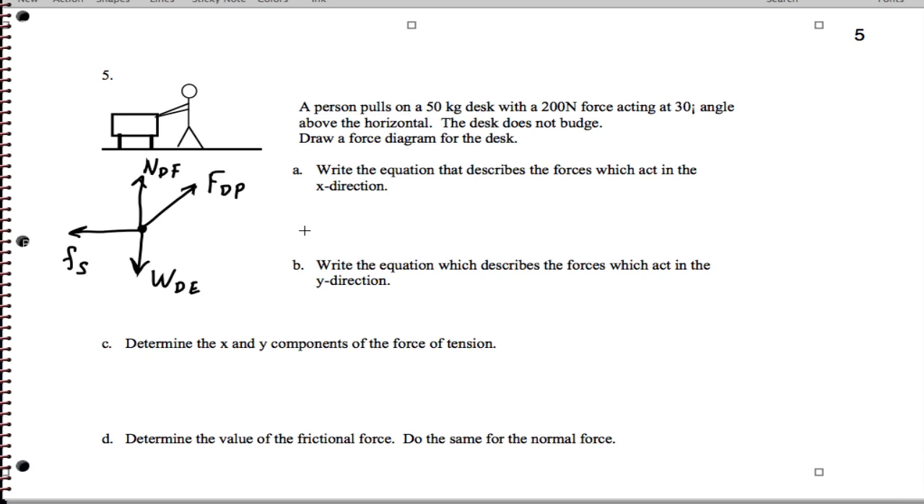Now, here's the key to this problem. I'm going to draw something and then I'll actually erase it, which is that we have this force pointing at an angle of 30 degrees, like that. Okay. Now, here's the key to solving a problem like this.